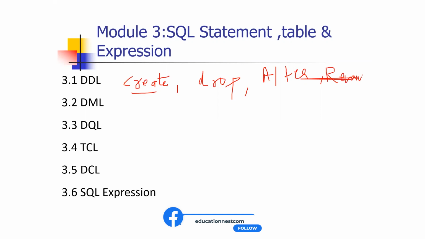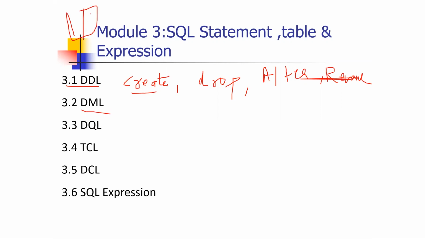These are different statements. DDL is data definition language, to define data. Then there is DML, data manipulation. Means you have created a table with a name and rows and columns. Now you want to insert data. That is called manipulation. DML, data manipulation language.